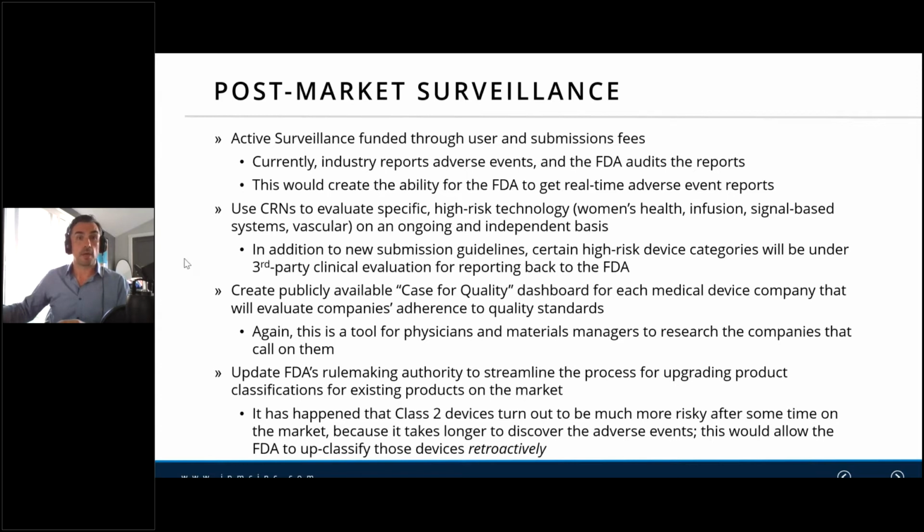Again, publicly available case for quality dashboard. I find this interesting. This is going to be a tool for physicians and materials managers to research companies that call on them. So again, that's why we have a QRCOE and IPM, quality and regulatory. They need to work hand in hand, because this is going to be part and parcel of the regulatory process. It's just what is your overall company's quality scoring over time on their case for quality dashboards. That's not up and running yet, but I think this is an interesting idea. It's actually pretty good. I do believe we'll see this.